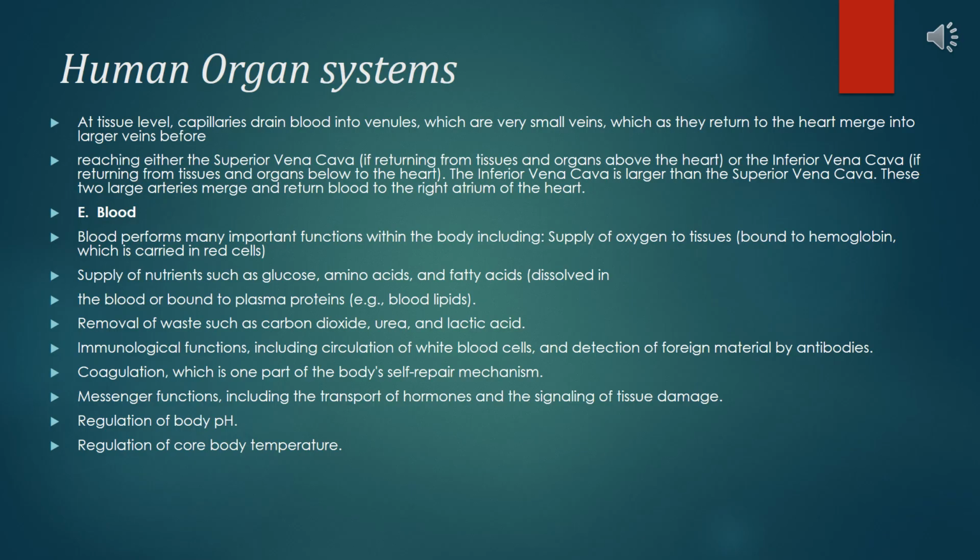Veins are blood vessels which carry deoxygenated or very low levels of oxygen blood back to the heart. The exception to this rule is the pulmonary vein, which carries oxygenated blood from the lungs back to the heart, ready to be pumped around the rest of the body.